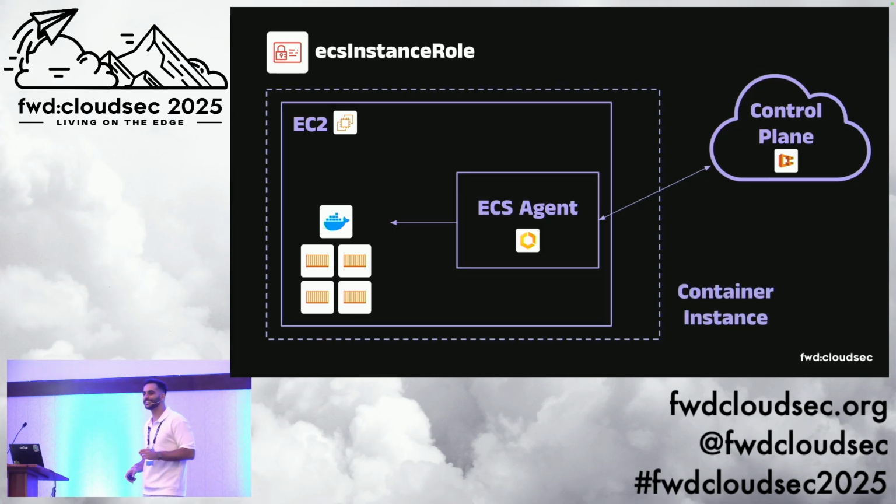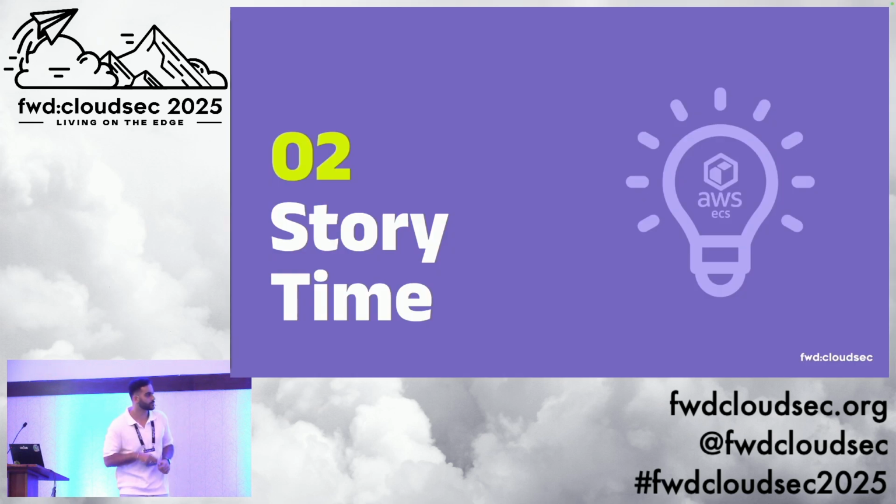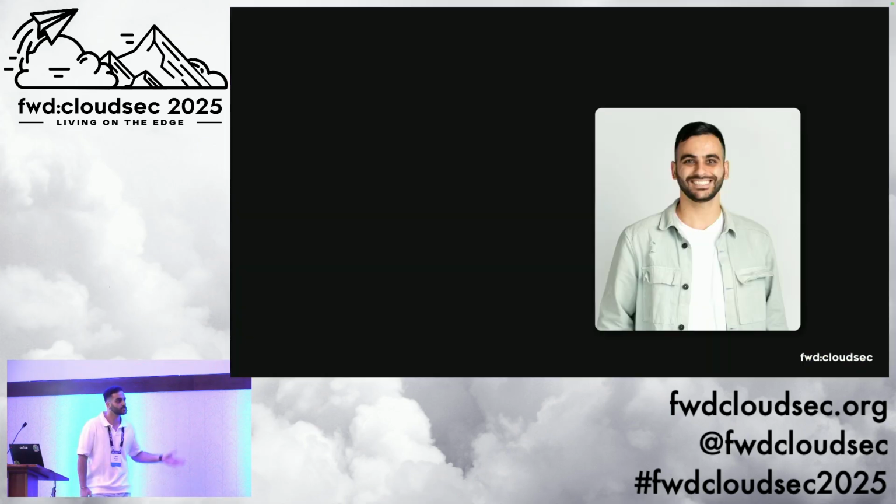I know it's a confusing name, but it is what it is. You can find it, it has a unique identifier, an ARN, and you can find it in your Amazon console. Now that we got this out of the way, let's move on to the discovery story.